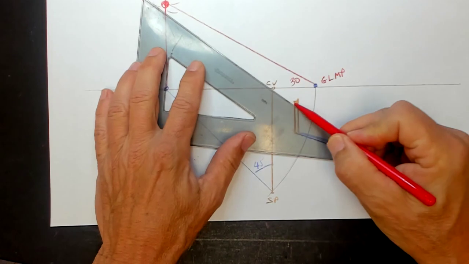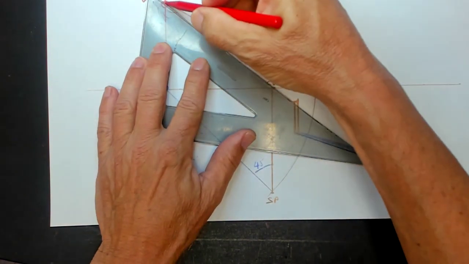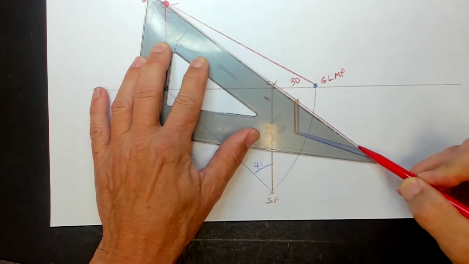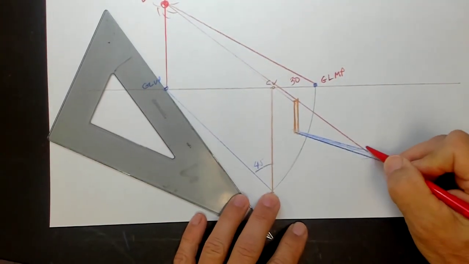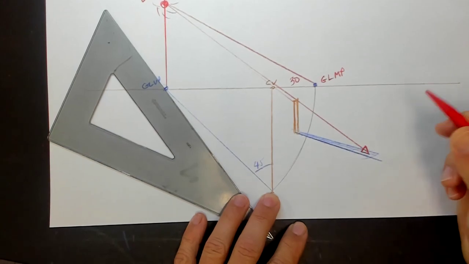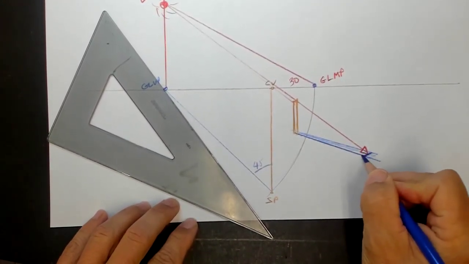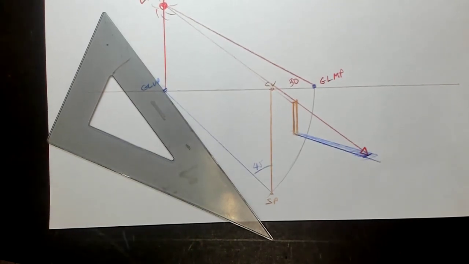And then my light angle comes from here through this. And there's the end of the shadow.